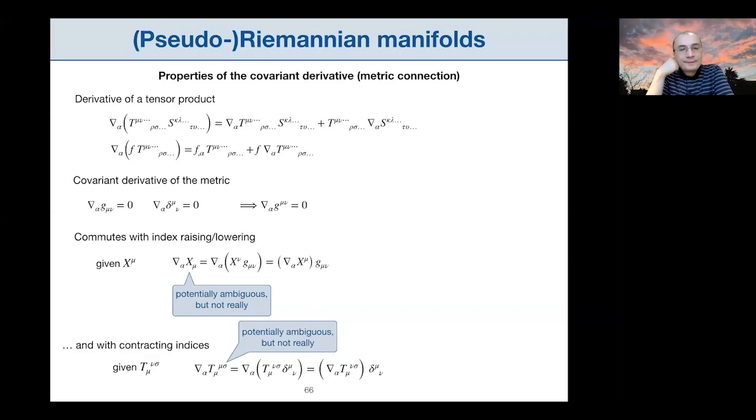Any questions? Okay, it's either so simple that everybody knows everything, or it's so mysterious that nobody even asks a question.